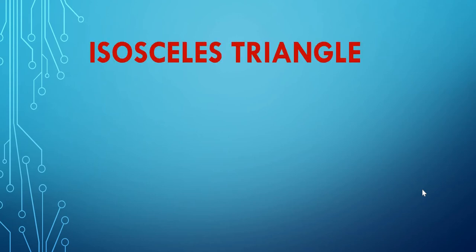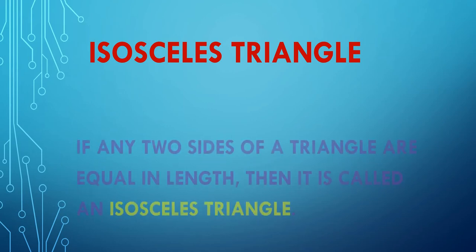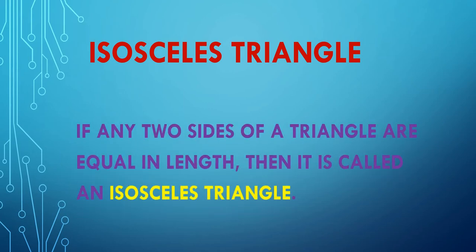Next one is isosceles triangle. So what is an isosceles triangle? If any two sides of a triangle are equal in length, then it is called an isosceles triangle. That means if two sides of a triangle are equal in length, that triangle is called isosceles triangle.